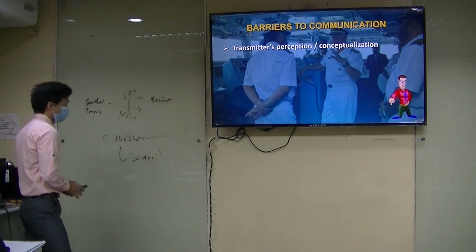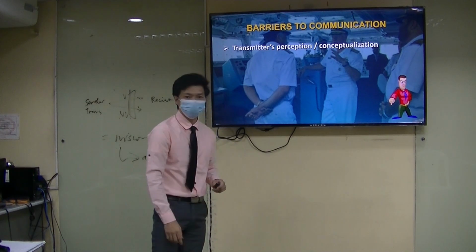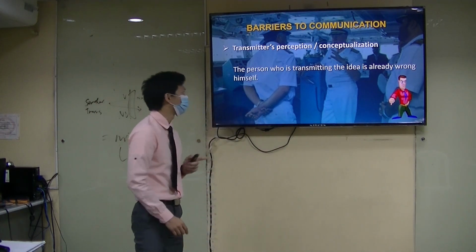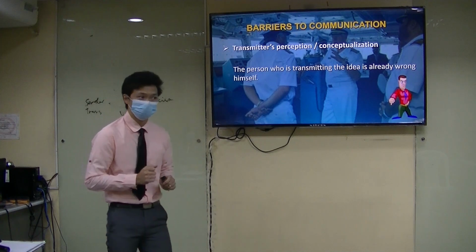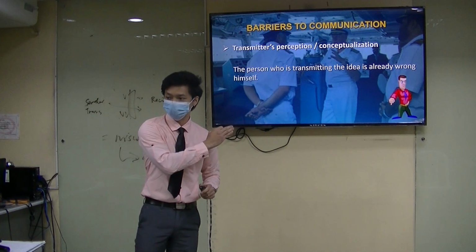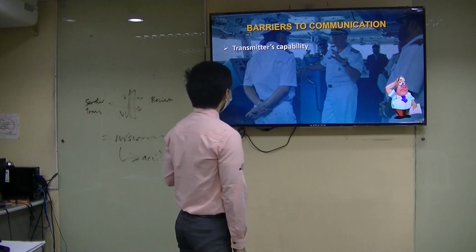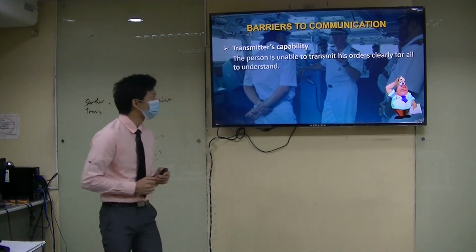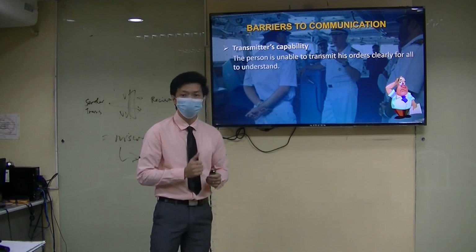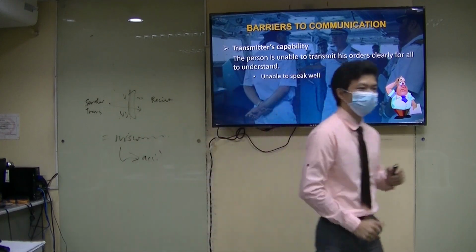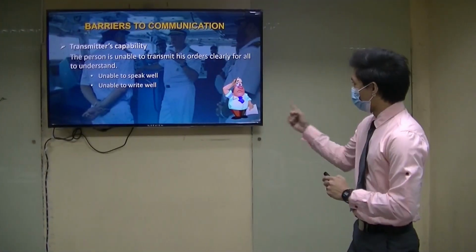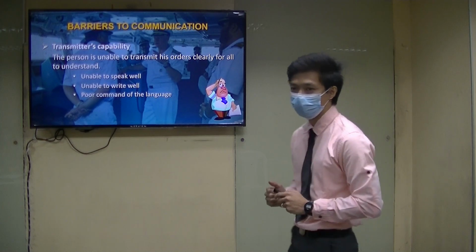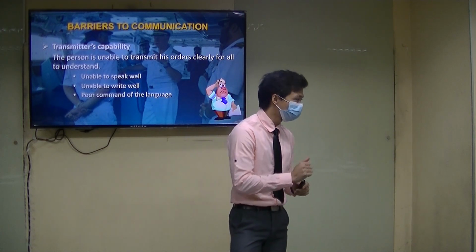The first barrier to communication could be the transmitter's perception or conceptualization. What do we mean by that? It means that the person who is transmitting the idea is already wrong himself. The best example is the video that we just watched earlier. The second barrier could be the transmitter's capability. The person is unable to transmit his order clearly for all to understand. Maybe he is unable to speak well, or unable to write well, or he has a poor command of the language. In short, the transmitter is not good in communication.